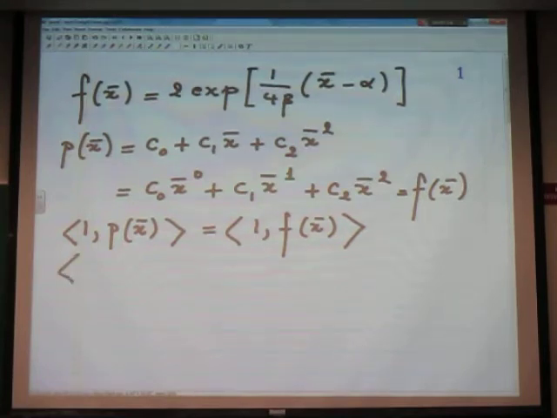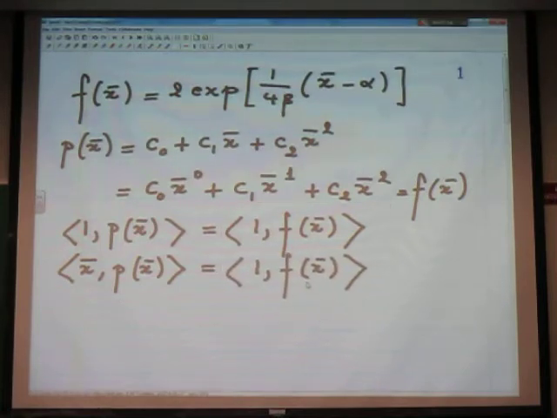The second equation is the scalar product with x bar. Okay, forget x now. We are projecting in the x bar space. So let me do this. It's even quicker. And all I need is just remove that.